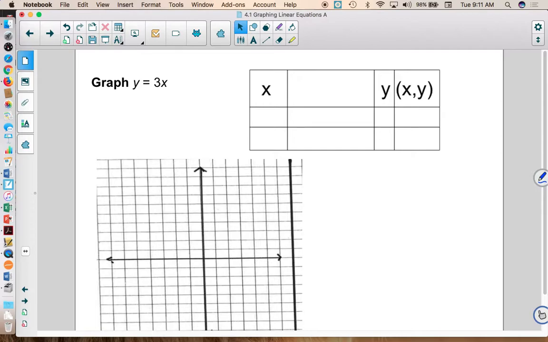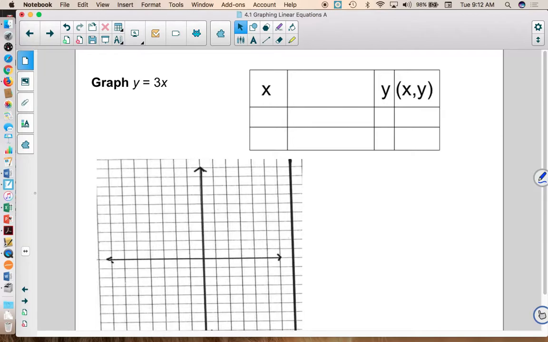Okay, so what do we do? This is the equation, 3x, and that's what you put in here. Now, we could say if x is 0, just put a 0 there. What's 3 times 0? Because we're just substituting it in. And 3 times 0 is 0, so that's your y. So there's your ordered pair first, 0, 0.